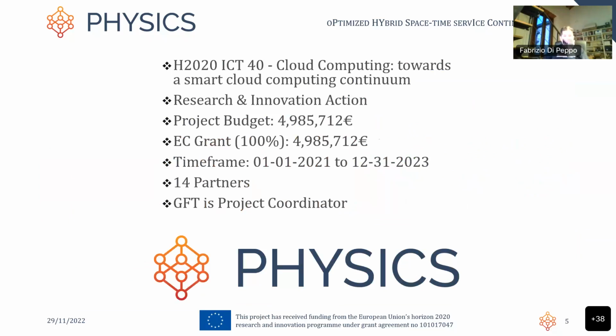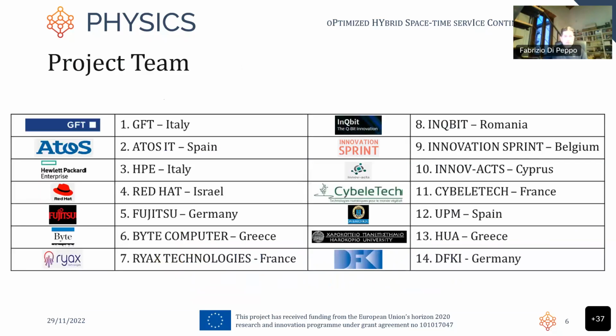As already told by Uwe, PHYSICS is a research and innovation action project with a budget of almost 5 million euros, fully funded. The duration of the project is 36 months, from January 2021 until December 2023. We're right now at the tooth of the project. Partners are of different typologies, 14 of us, like system integrators, technology producers, research centers, and universities.